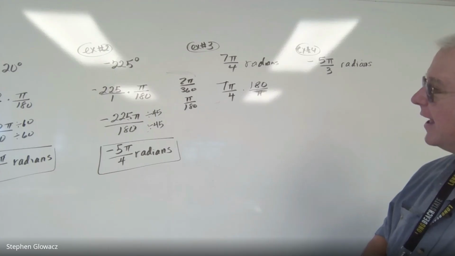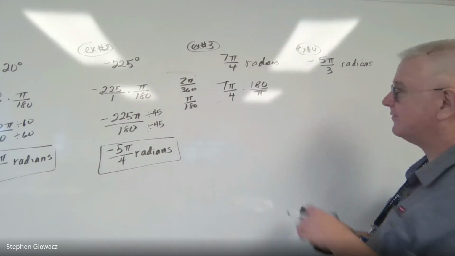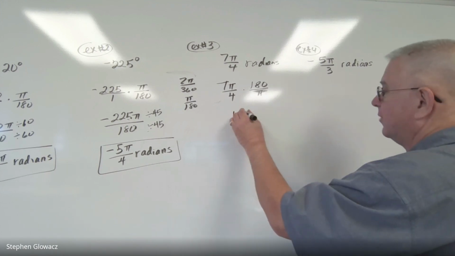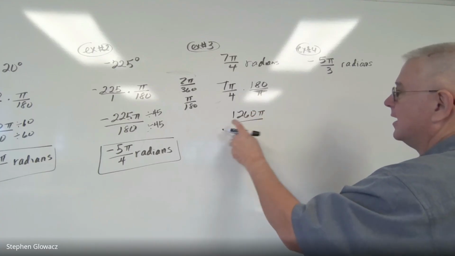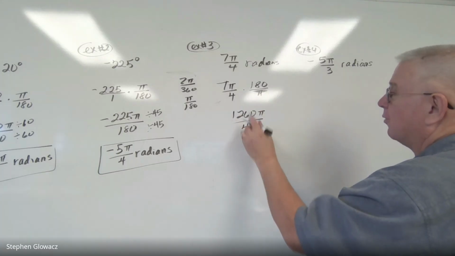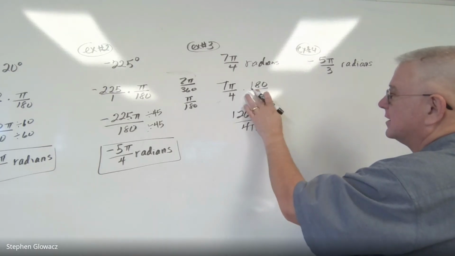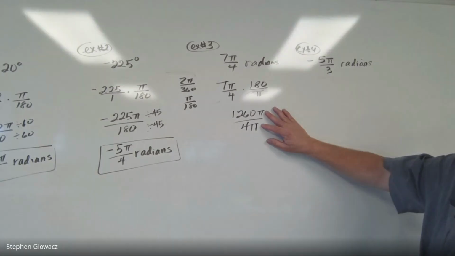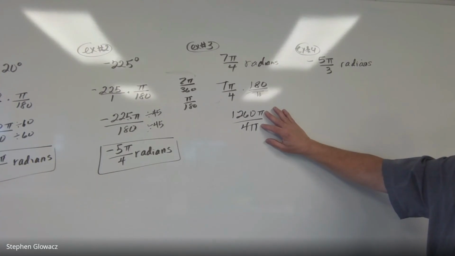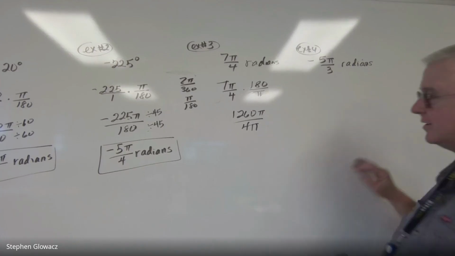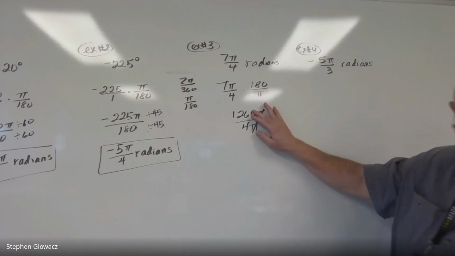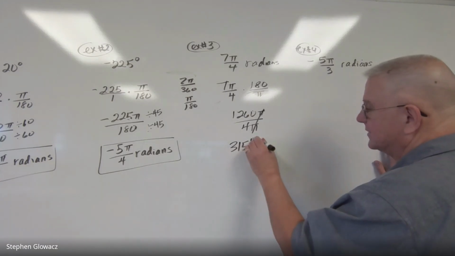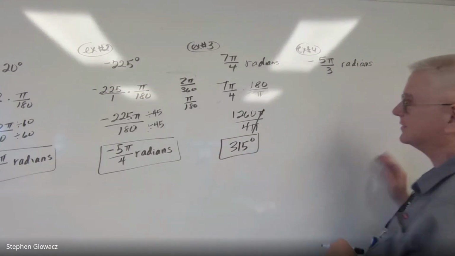All right, so let's go ahead and multiply here. 7 times 180 is 1,260 pi. 4 times pi is 4 pi. All right, so now, of course, we're going from radians to degrees, so we would expect the pi symbol to cancel out, and it does. And then 1,260 divided by 4 gives us 315. And of course, that's now in degrees, so we put the degree symbol.